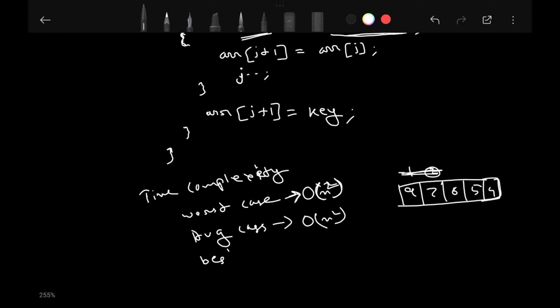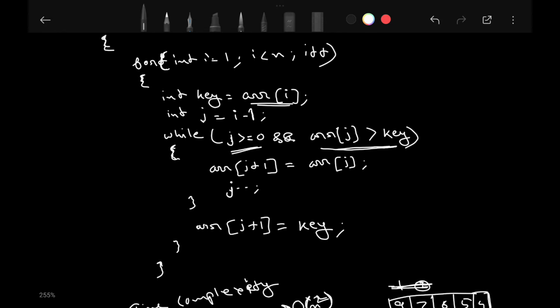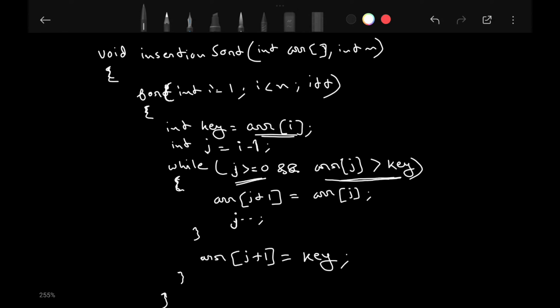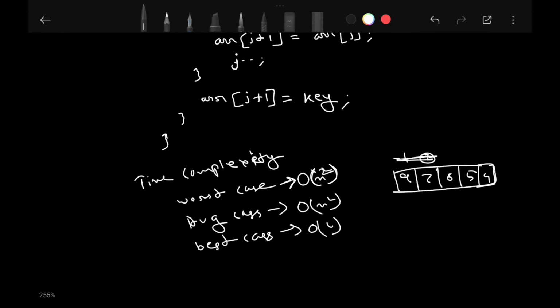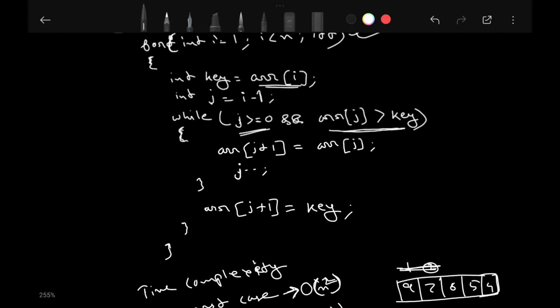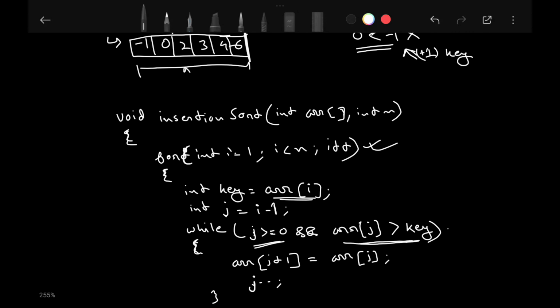And in the best case it is big O of n time complexity, because it will not come under this while loop. Every time the while loop will be false if the array is already sorted in ascending order. If the array is already sorted in ascending order and we are trying to sort it in ascending order only, then this while loop will never run, and it will just give us big O of n time complexity. Okay, so that's it, guys.